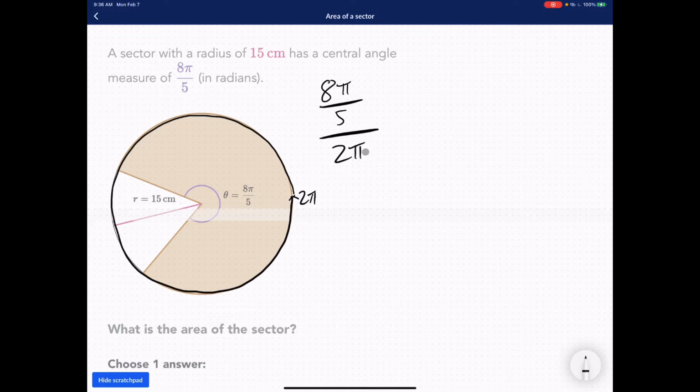We know that 2 pi is the same thing as 2 pi over 1. And so we have 8 pi over 5 divided by 2 pi over 1. When we divide, we actually use multiplication and multiply, and when we turn this division into multiplication, we have to flip this: the denominator becomes the numerator and the numerator becomes the denominator.